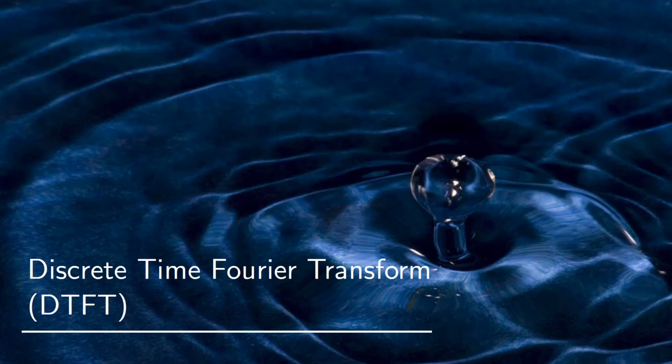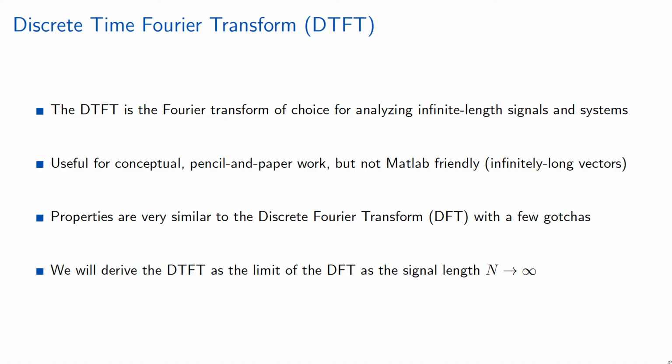In this week's lectures, we're going to turn back from looking at finite length signals to looking at infinite length signals and coming up with a Fourier transform that is matched to this case. And it turns out the transform of choice is called the discrete time Fourier transform, or DTFT. So the DTFT is the transform of choice when you're trying to do Fourier or frequency analysis of infinite length signals and systems.